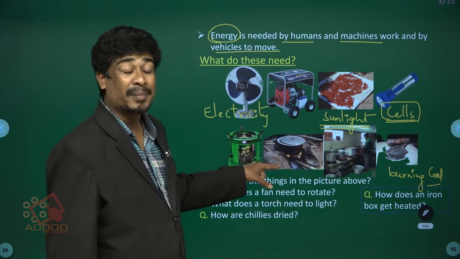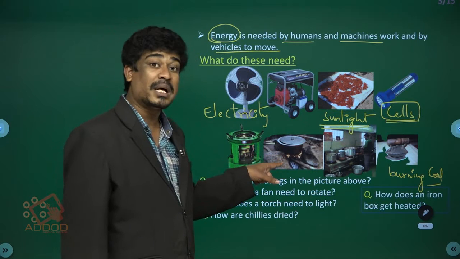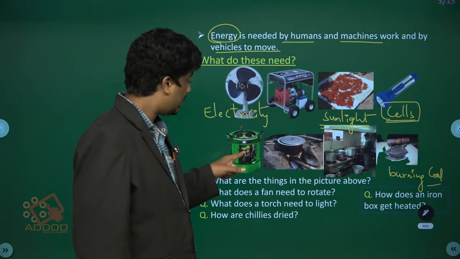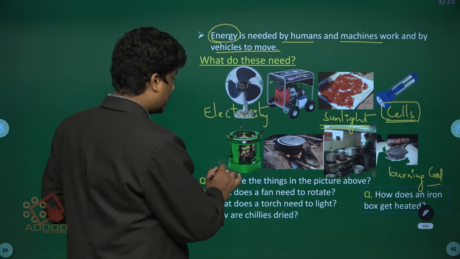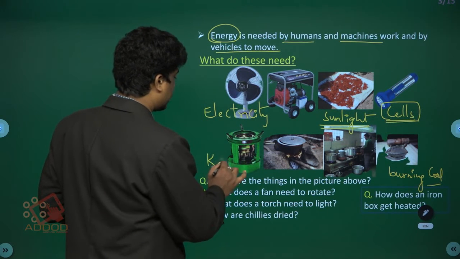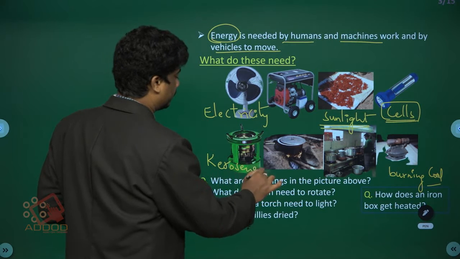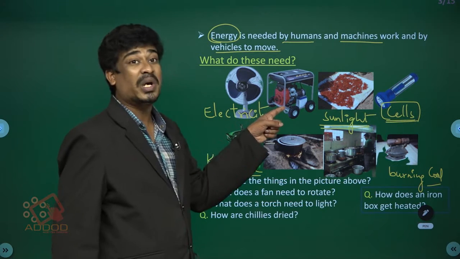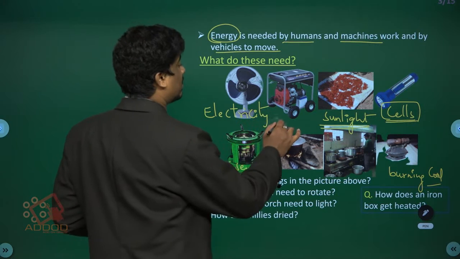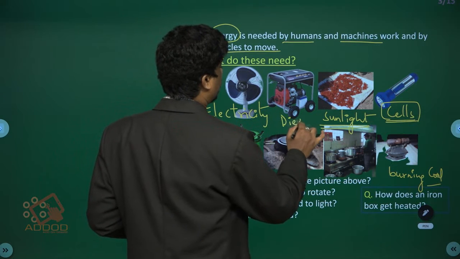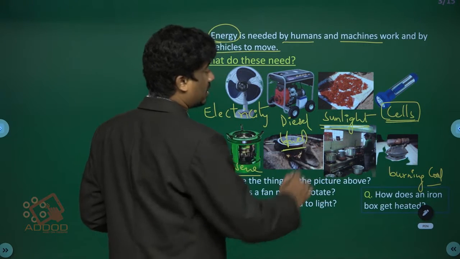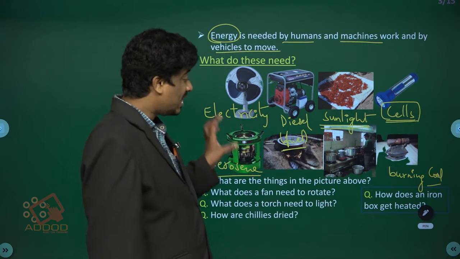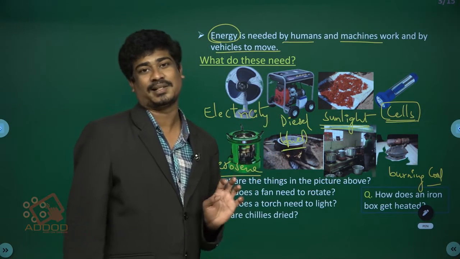Here see, by burning of wood they are cooking. Here what is the required thing? So to burn the stove, kerosene is required, isn't it? Here to work a generator, diesel is required. So we call them fuels. Kerosene and diesel are the fuels, isn't it? So by these things they can work.